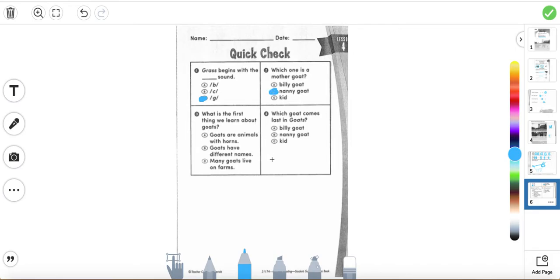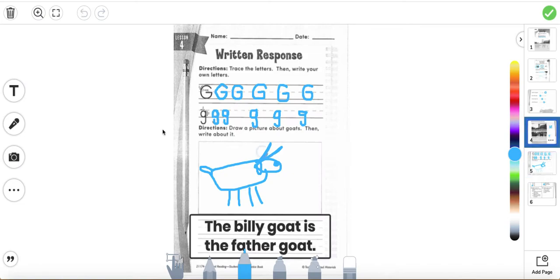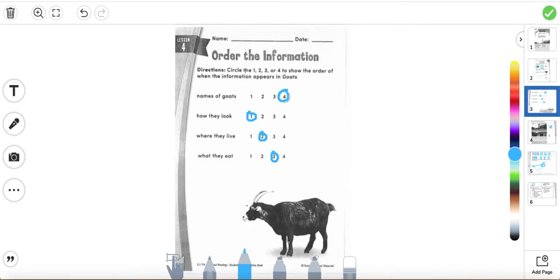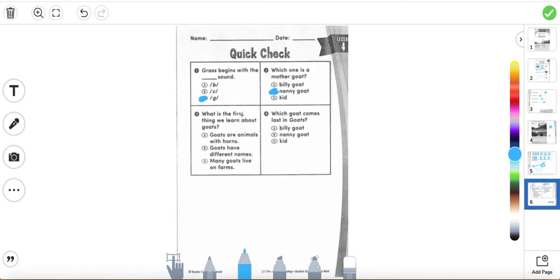Let's look at number 3. What is the first thing we learn about goats? So we go back. The first thing we learned, and we can look at this one. The number 1, the first thing we learned was how they look. So was it goats are animals with horns, goats have different names, or many goats live on farms? Yes, goats are animals with horns.